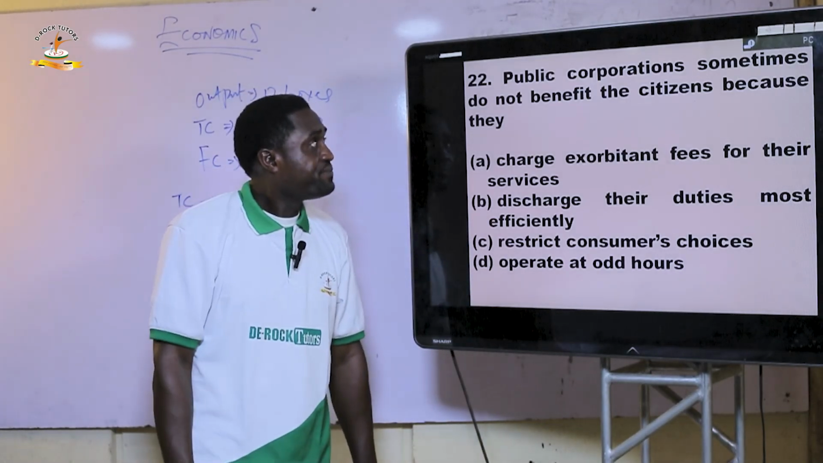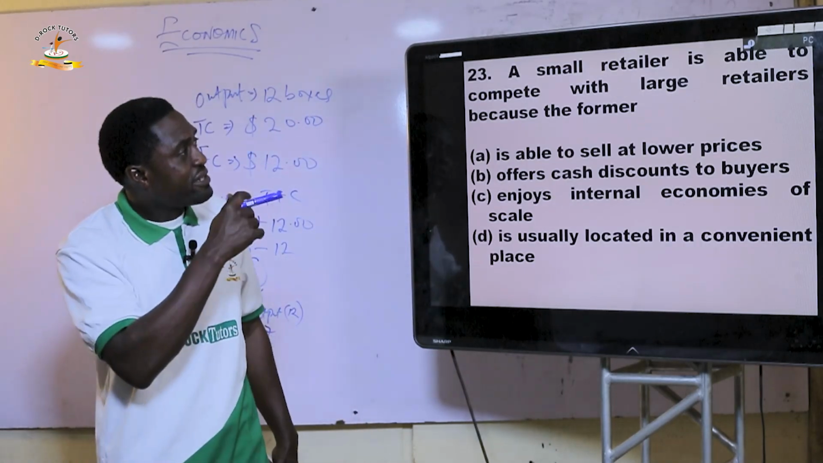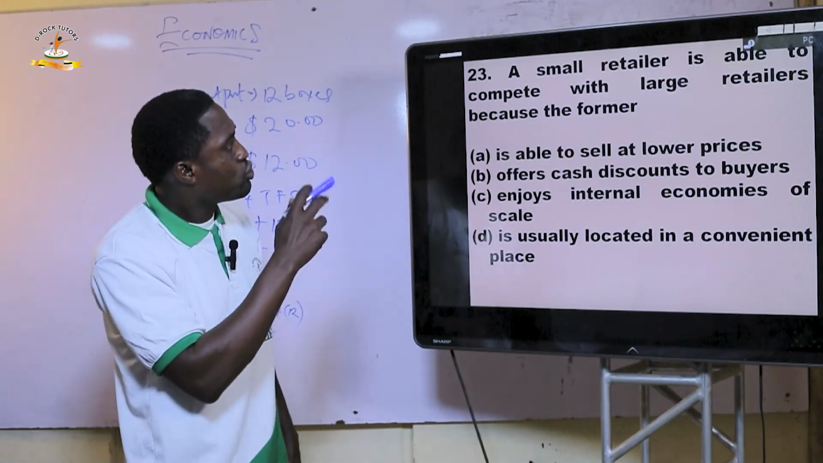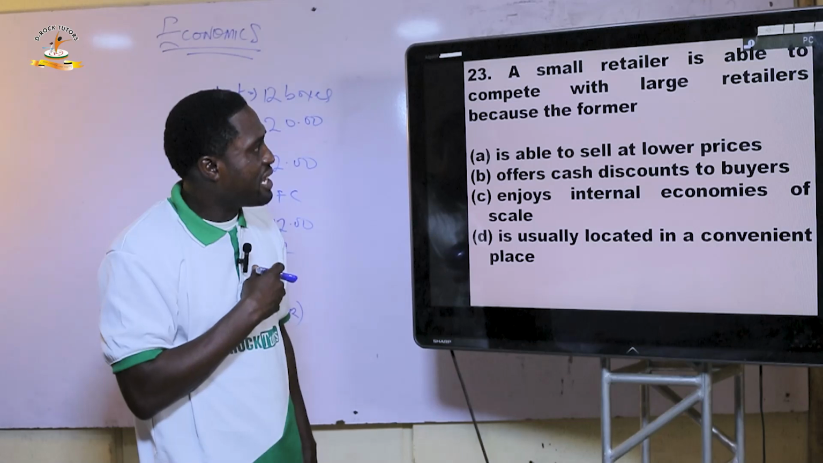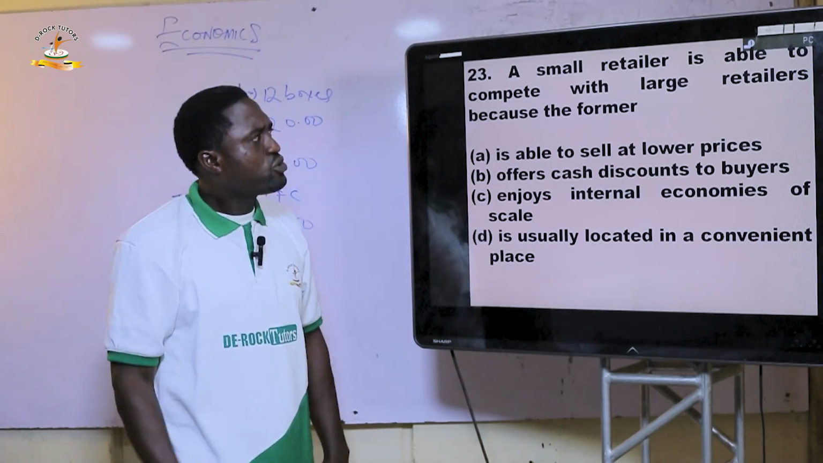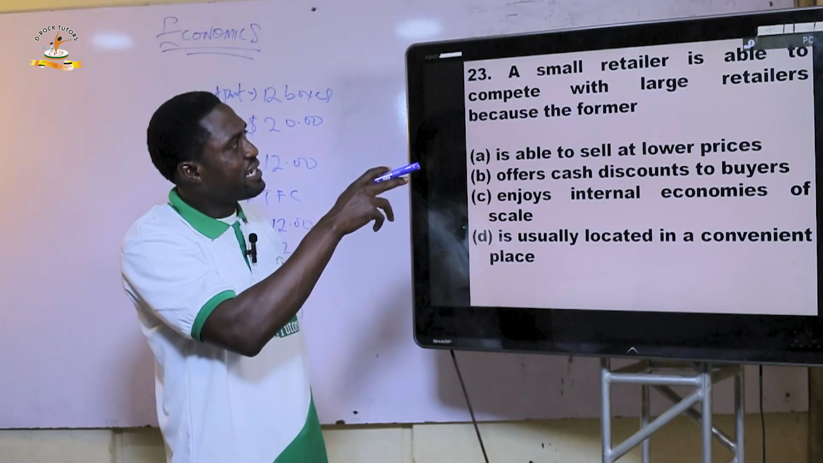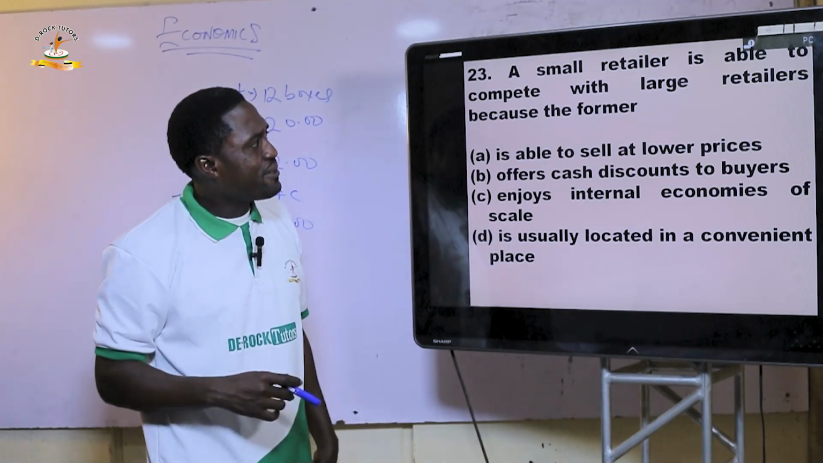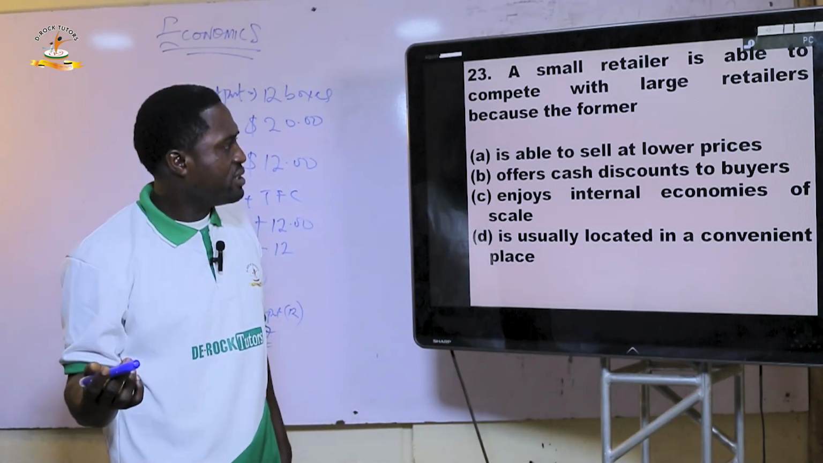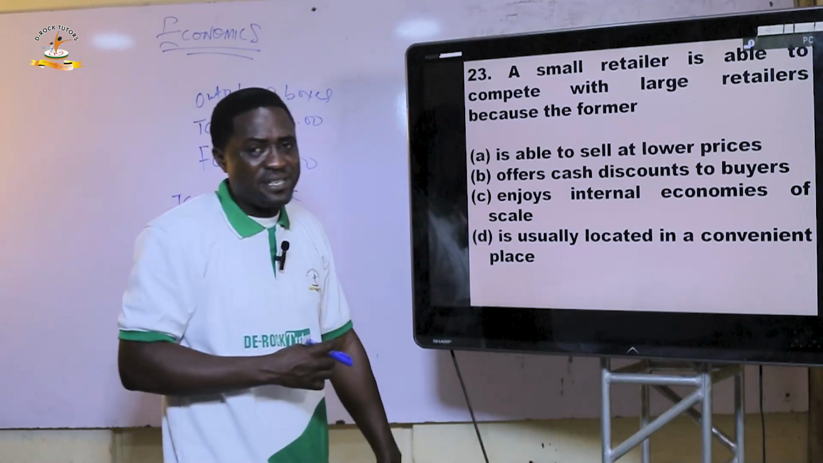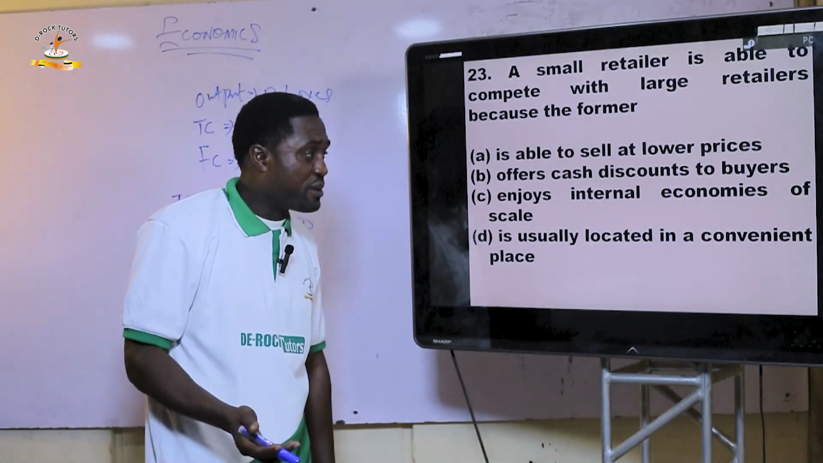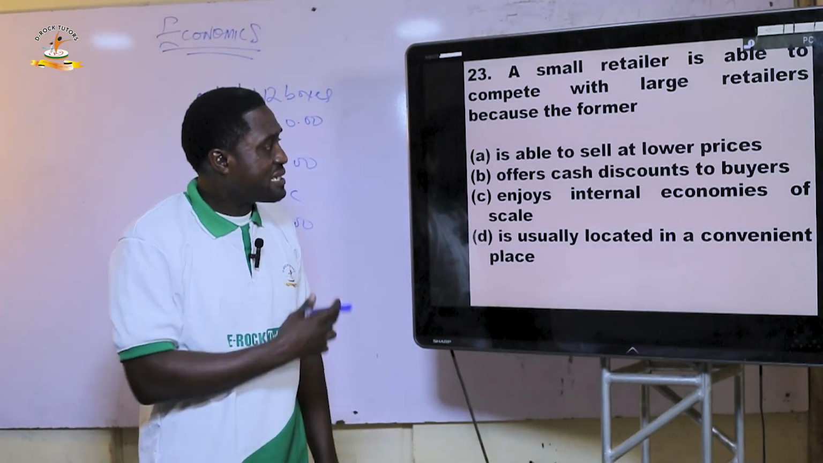The next question, 23. A small retailer is able to compete with large retailers because the former. Which one is the former? The small retailer is the former. What happens to the small retailer? Is able to sell at lower prices? You can't sell below cost price. That cannot be the answer.